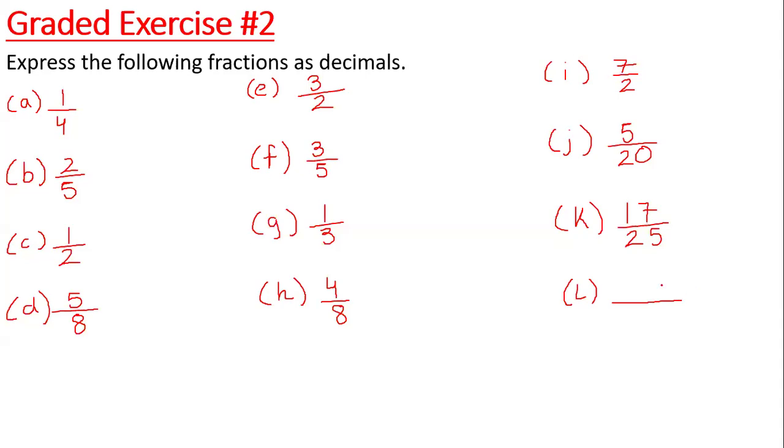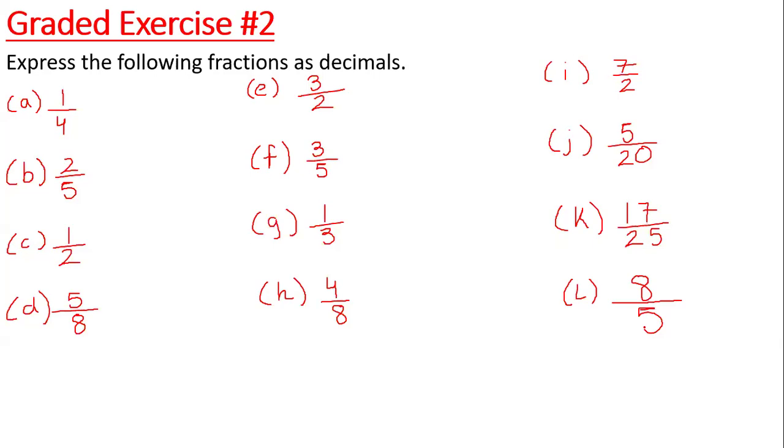Eight over 5. I like this one. Eight over 5. Okay, good. This is a good problem set. Good. So once you finish with this, you should be a pro. So we have 1 over 4, 2 over 5, 1 over 2, 5 over 8, 3 over 2, 3 over 5, 1 over 3, 4 over 8, 7 over 2, 5 over 20, 17 over 25, 5, 8 over 5.